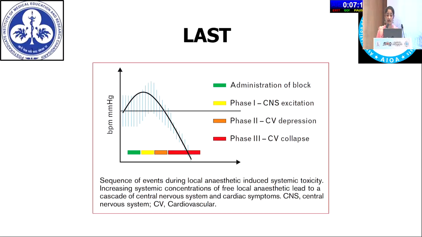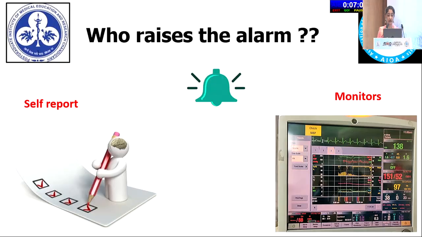LAST always occurs in phases. Phase 1 is the CNS excitation phase, phase 2 is the cardiovascular depression phase, and then ultimately it leads to cardiovascular collapse. So who raises the alarm? It's either the monitors which we generally use. It's always advised that even if anybody is undergoing MAC, that is monitored anesthesia care, and especially if we can identify that the patient is high-risk, it's important to attach monitors. The other important source is self-report.